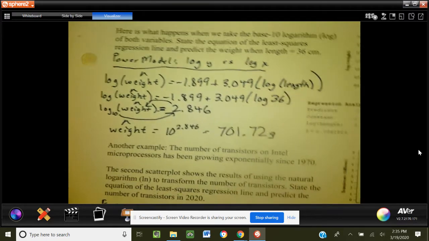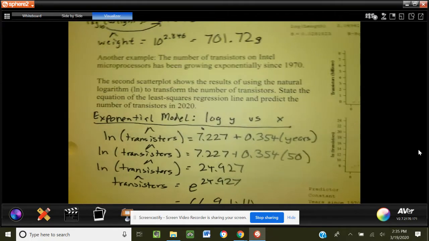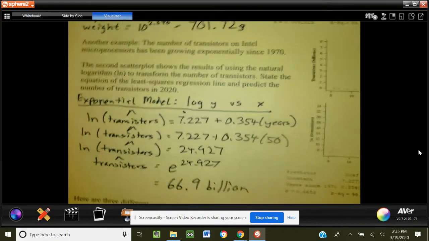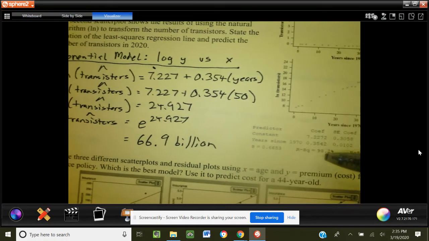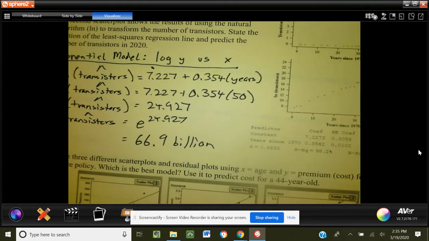For a power model, let's transform using log y versus log x. For an exponential model, let's transform using log y versus just x. And then you can write lines of best fit, LSRLs, and then use that information to make predictions. That pretty much is a summary of transformations.